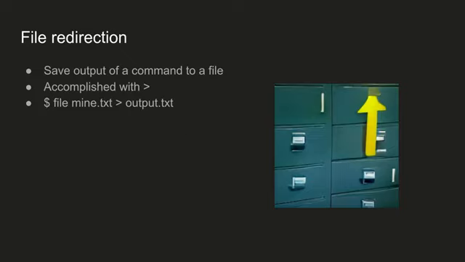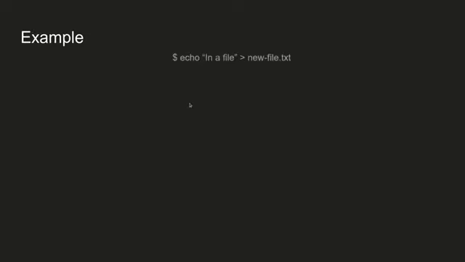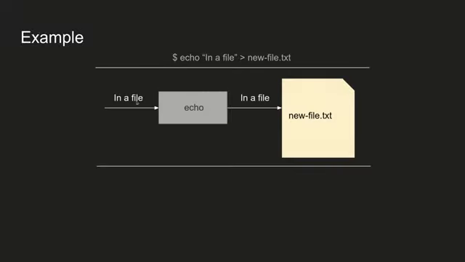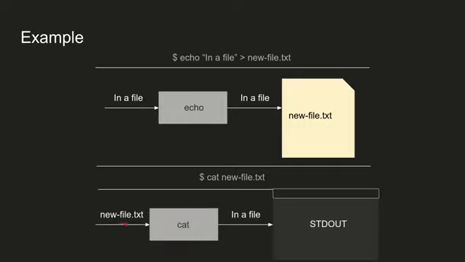So if you do file mine.txt greater than output, then now output is going to contain that ASCII data line. So in a file is the input to echo. Echo outputs that. Instead of to the terminal window, it outputs it to the new file.txt. Now when you cat this new file, you'll find that in a file is what it says.